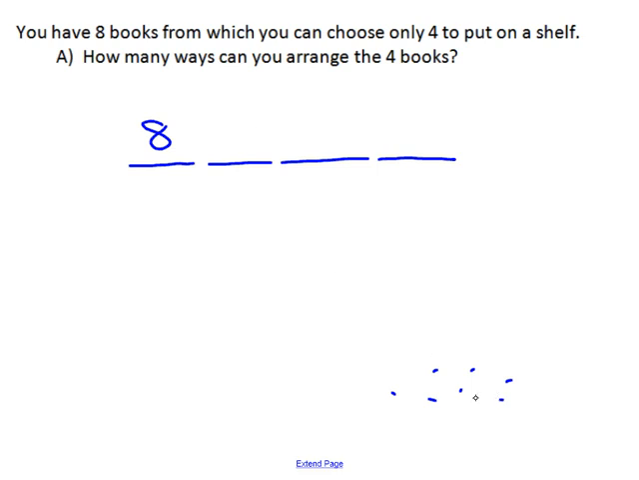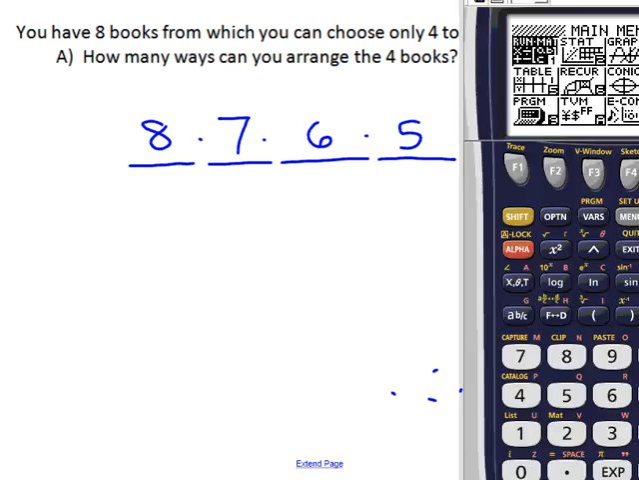So once you pick, maybe Harry Potter Volume 2 was your favorite, then you would put that here. You had 7 choices, and now you've put that there. Now you've put 2 books up on the shelf. You can't put either one of those books again, so you're going to decrease by 1 each time, right? Because once you put a book in a spot, you can't put it in another spot as well. And so then what we have is just 8 times 7 times 6 times 5.